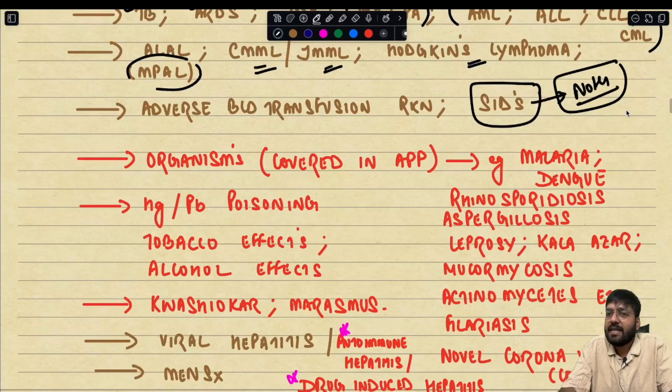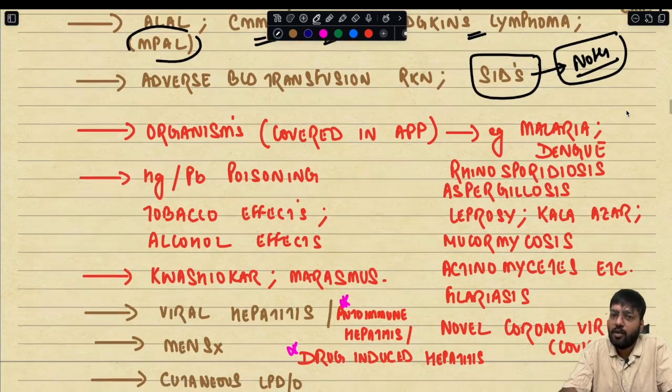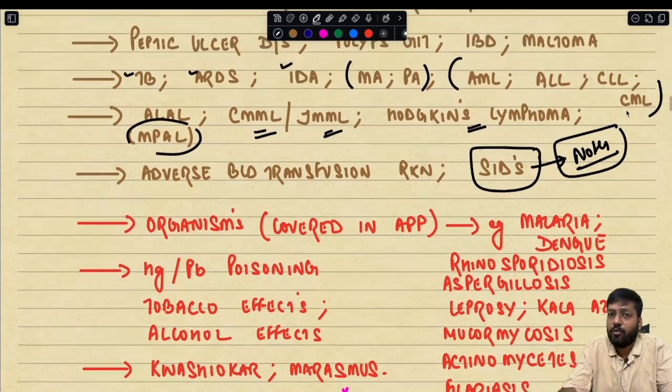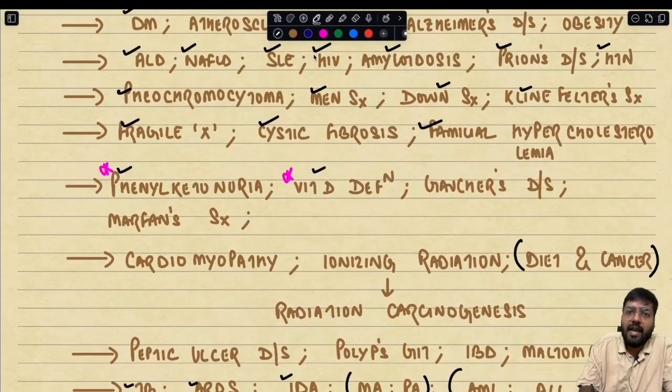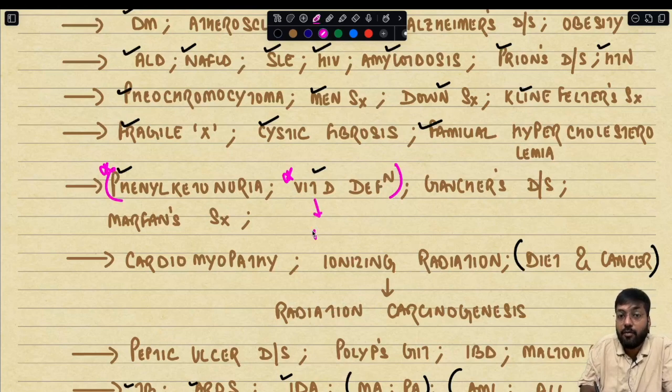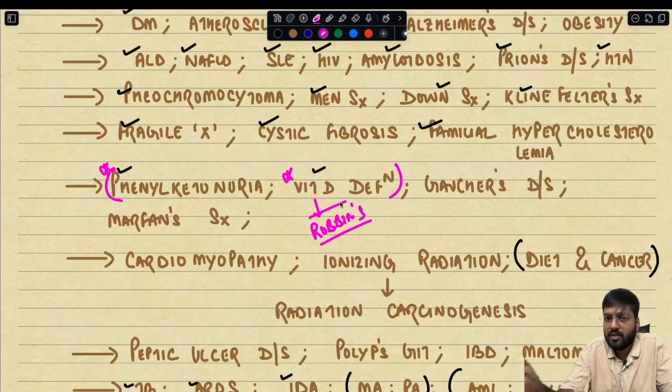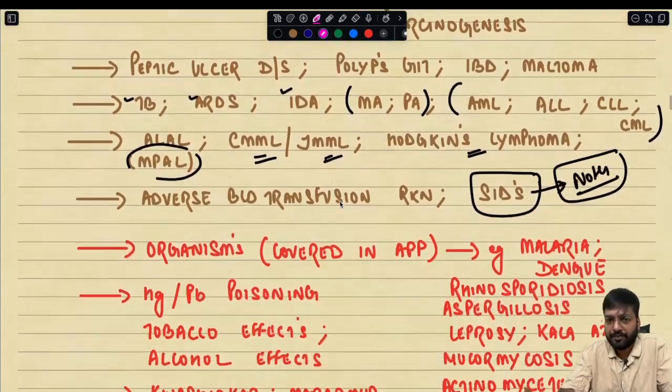Other topics I have already shared in the WhatsApp groups, in the third year groups as well. So you might go and check the groups for those questions. And I'm also going to let you know from where to read. For example, phenylketonuria and vitamin D deficiency. Both these topics you will not find in the app, so you should go and read from Robbins directly. It is discussed very beautifully in Robbins, whereas the rest of them are discussed in detail.